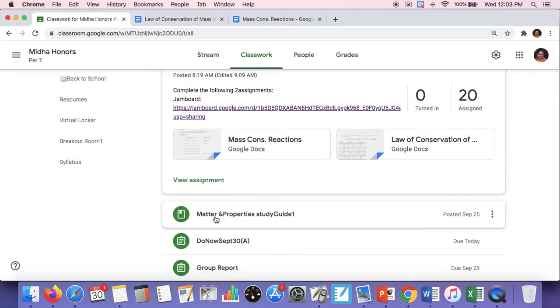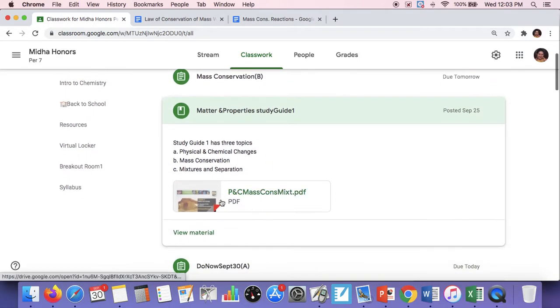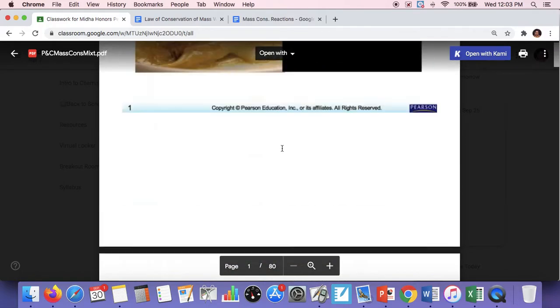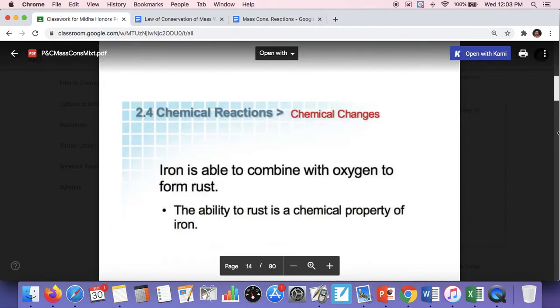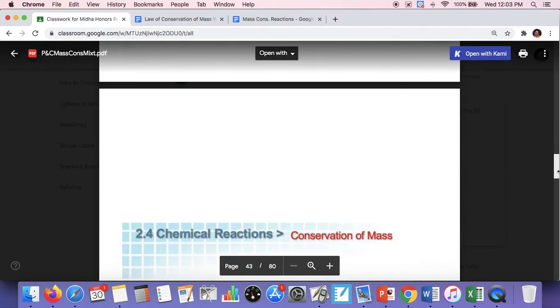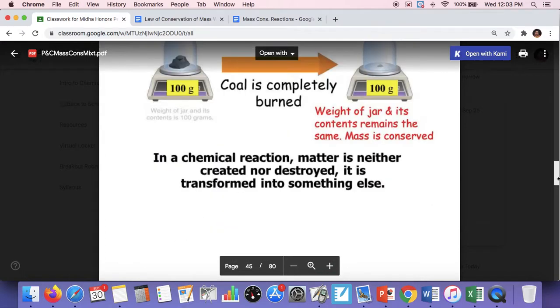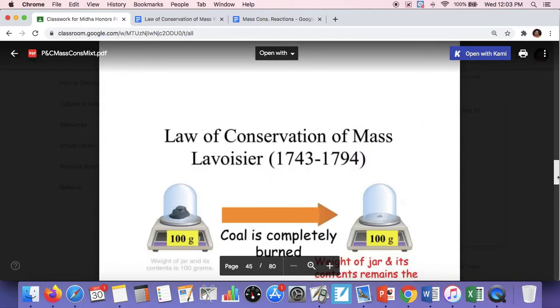this law. There is this material on the Google Classroom in the classwork. It says matter and properties study guide. You go to the study guide and open up the PDF file, and you scroll all the way to page 45. I did not download it. I just one click and you can actually view the presentation. It doesn't take away space on your computer or anything. So you are on page 45.